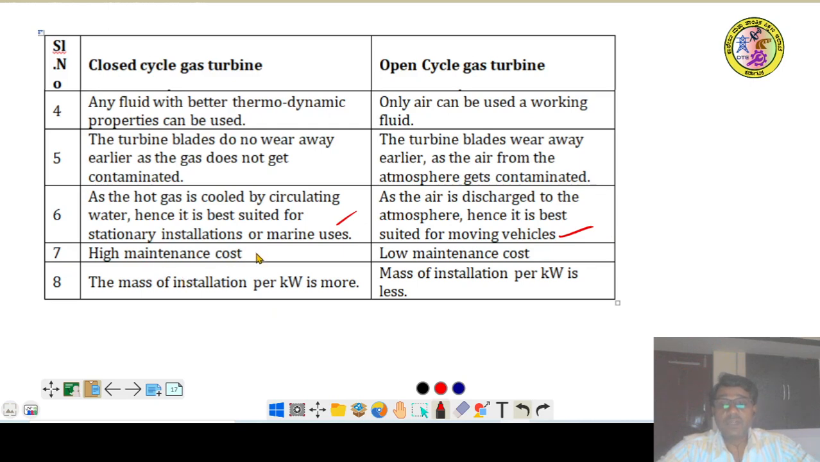High maintenance cost in closed cycle and low maintenance cost in open gas turbine. The mass of installation per kilowatt is more in the closed cycle and the mass of installation per kilowatt is less in the open cycle. That means the weight of the installation per kilowatt is more in the closed cycle gas turbine. And whereas in the open cycle gas turbine, mass of installation per kilowatt is less.